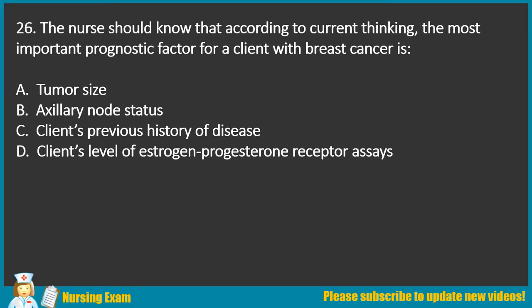Question 26. The nurse should know that according to current thinking, the most important prognostic factor for a client with breast cancer is A. Tumor size. B. Axillary node status. C. Client's previous history of disease. D. Client's level of estrogen-progesterone receptor assays.